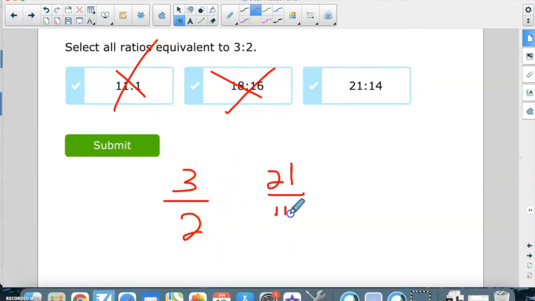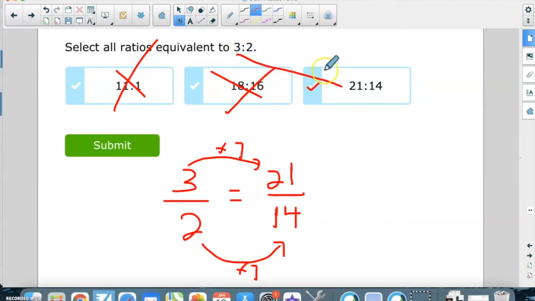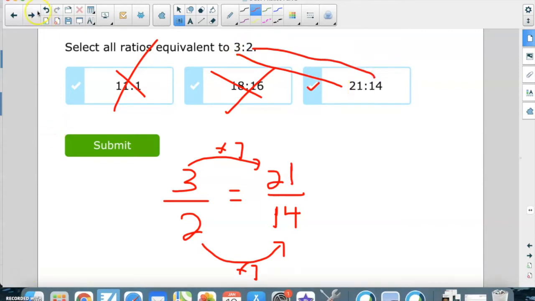And again, I'm using that first column one, and we multiply and divide. How do you go from 2 to 14? That's times 7. And then 3 times 7, that does equal 21. So I know that they are equal. So this one's the only one that is equivalent. Now you could also do it like this. The first number times 7, right, is 21. What you do to the first number, you do to the second number. 2 times 7 is 14. Yes, it works.